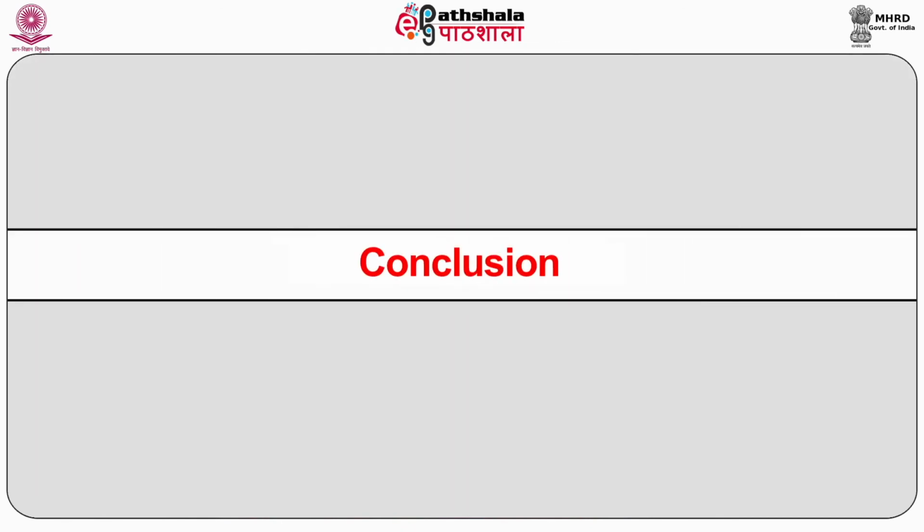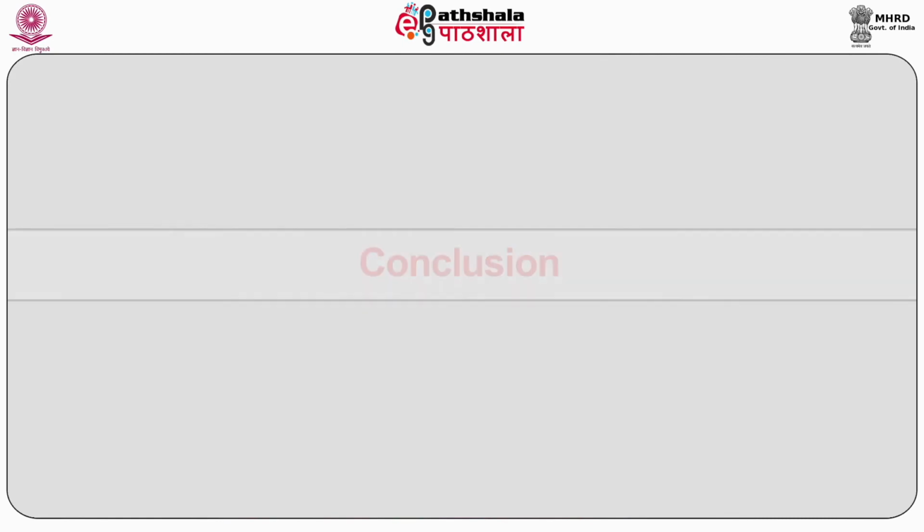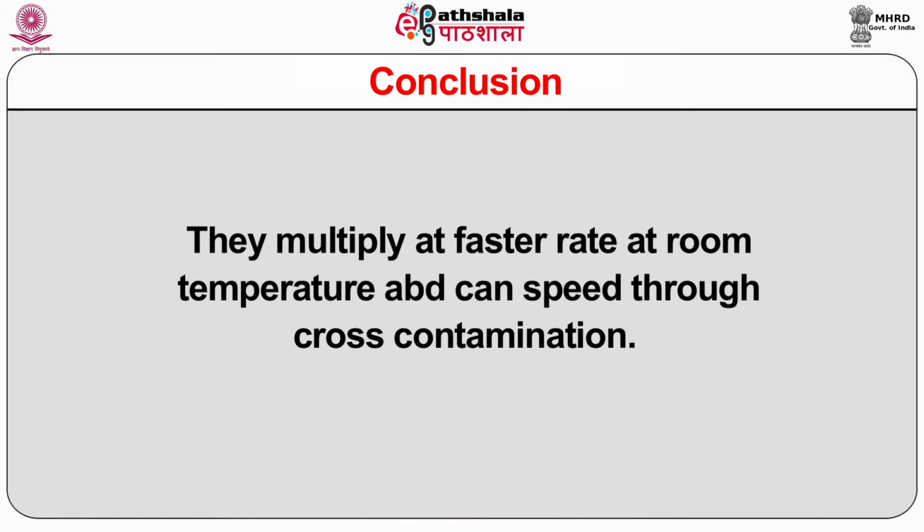Now, I will summarize the whole module. Providing food free from bacterial and chemical contamination is the most important activity of a food business. Chemical contamination may be controlled, but it is a challenge as bacteria are not visible to the naked eye. They multiply at a faster rate at room temperature and can spread through cross-contamination.